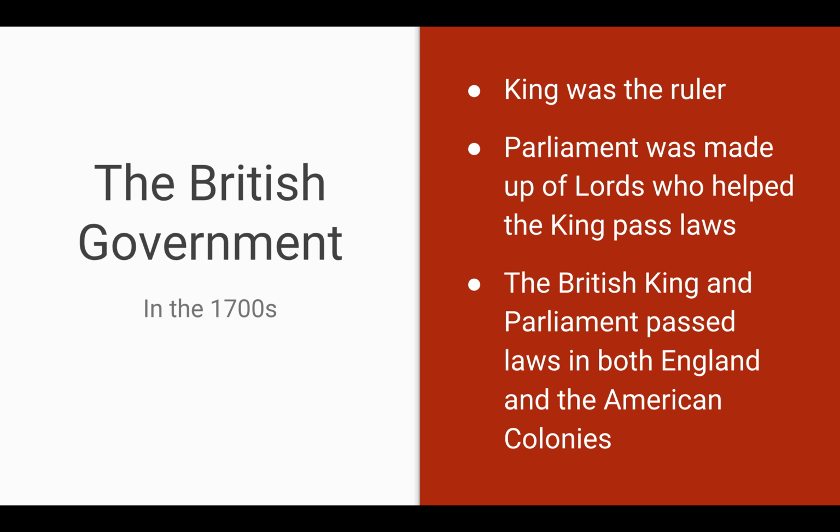And then underneath the king was Parliament. And Parliament was made up of lords who helped the king pass laws. The British king and Parliament passed laws in both England and the American colonies. So ideally, there was a lord in Parliament to represent each of the different sections within England.